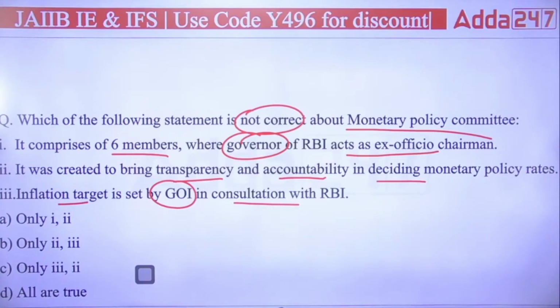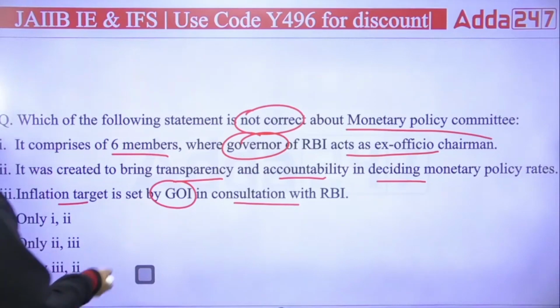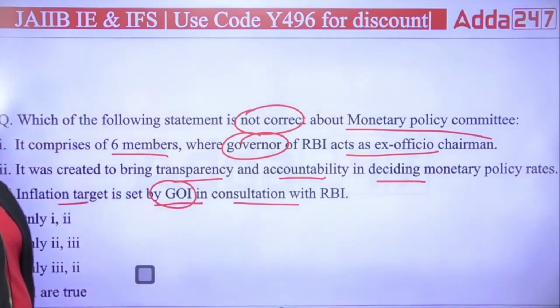Okay, so if we talk about monetary policy, you can see in the monetary policy we have 6 members. This is true. The RBI governor will be chairman. This is also true. The first statement is true. Second is saying it was created to bring transparency. This is also true. It was actually created to bring transparency. Okay, apart from that, the third is also true. The target will be set by the Government of India in consultation with RBI. It means all the statements are true here.